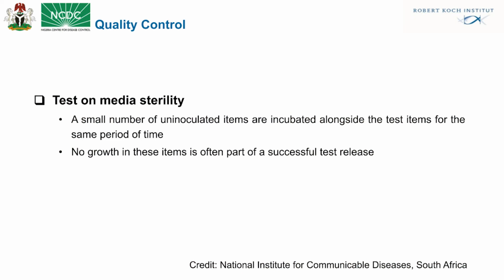Test on media sterility is part of quality control. That is, a small number of uninoculated items or media are incubated alongside the test items for the same period of time. That is, after we have produced our media, we need to do sterility testing by picking a batch or different batch of the media and incubating it alongside the test, so that we'll be able to check whether what we have prepared is sterile or not, and there should be no growth in this item. It's often part of a successful test release.